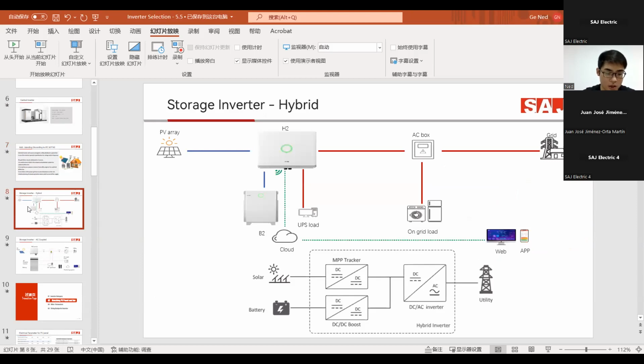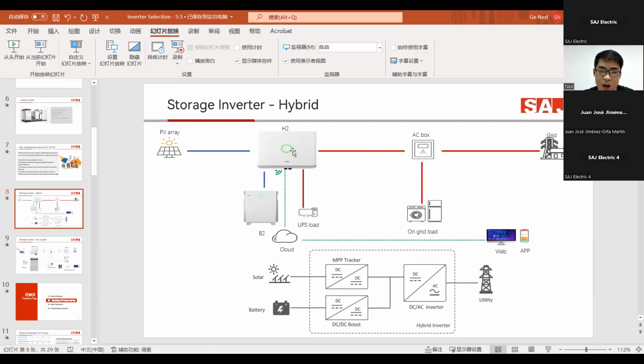And next slide, I'd like to introduce, if you want your PV system to keep working during an outage, then we will introduce two types of storage inverter and energy storage system. A little different from the grid-tied inverter. As you can see here, it will have a battery for the inverter. And if there is an outage, the internal circuit will have an internal switch to switch the UPS load.